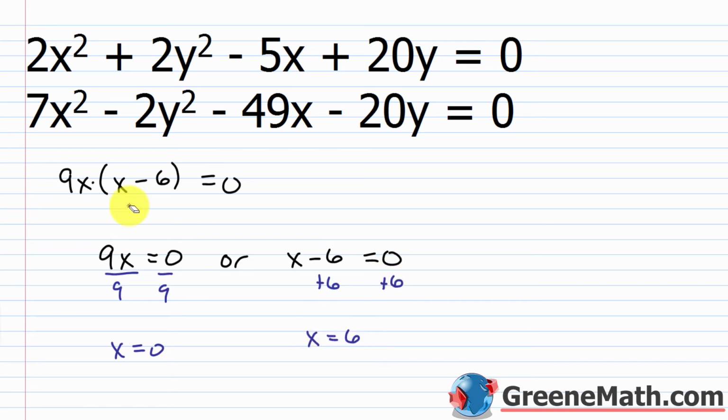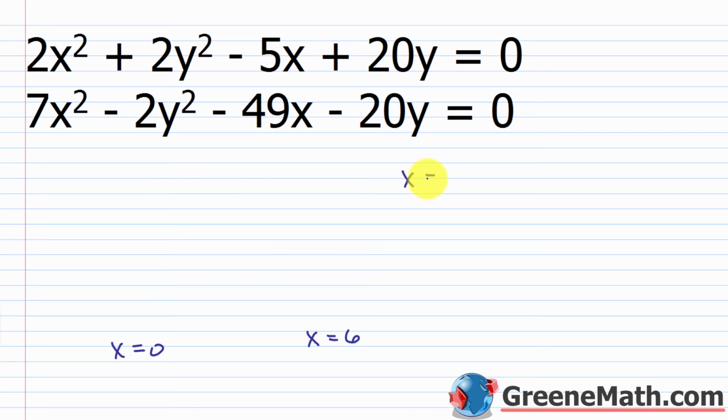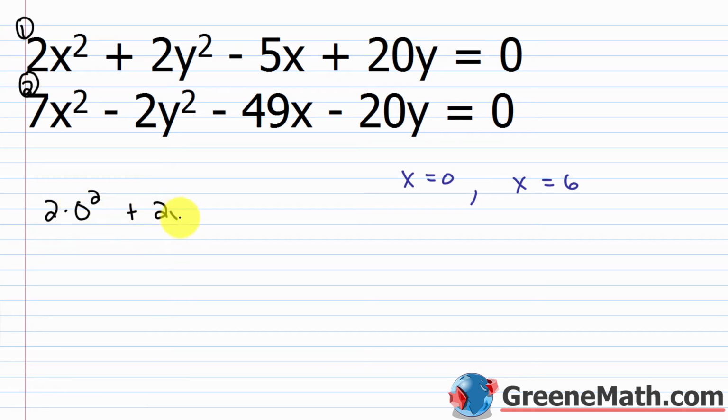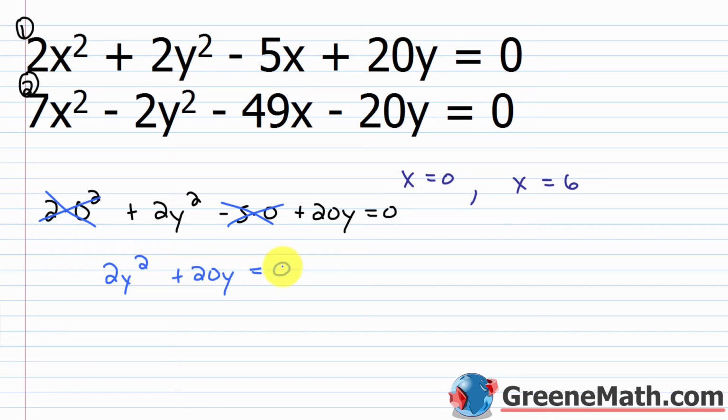So let me erase everything. And the substitution part here is a little bit more tedious than it was before because you don't have a linear equation anymore. All right, so let's see what happens when x equals 0. So I'm going to go back and label this as 1 and 2. And I'm going to plug in a 0 for x in equation 1. So 2 times 0 squared plus 2y squared minus 5 times 0 plus 20y is equal to 0. All right, so this is gone and this is gone. So basically what I have is 2y squared plus 20y is equal to 0.